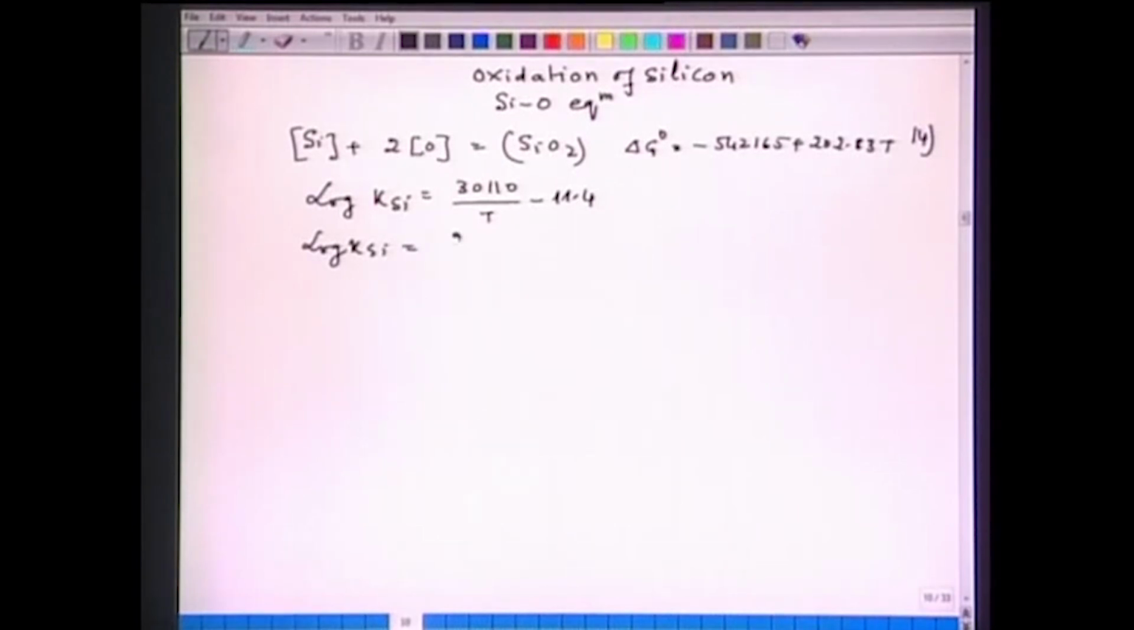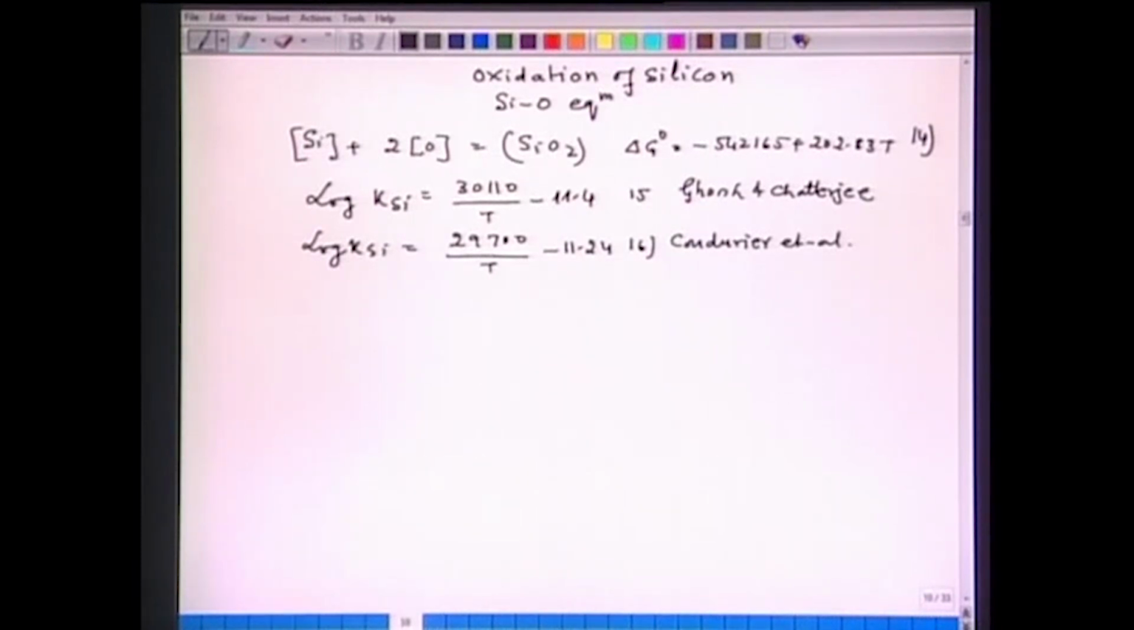Now, different sources have given slightly different values. I thought to give you the value of log K silicon from other sources also. So, log of K silicon from other sources is 29,700 upon T minus 11.24. In fact, this is equation 15, this is equation 16. 15 I have taken from the book of Ghosh and Chatterjee, the reference I have given at the end of this lecture. And this I have taken from the book Coudurier et al. Again, the reference I have given at the end of the chapter.